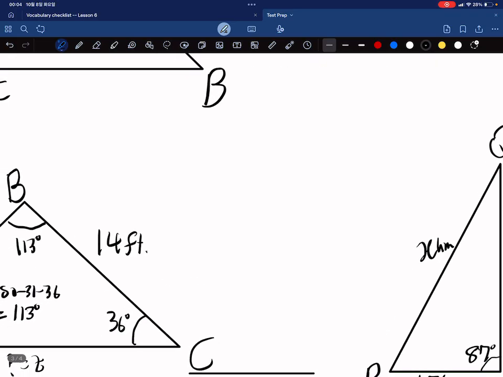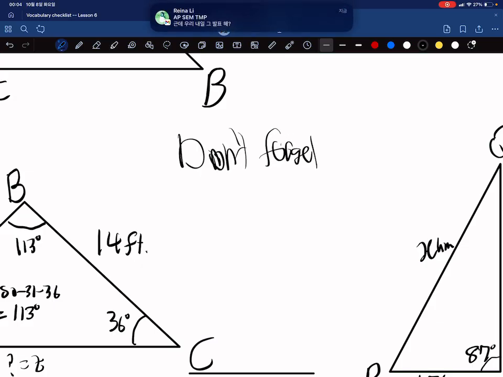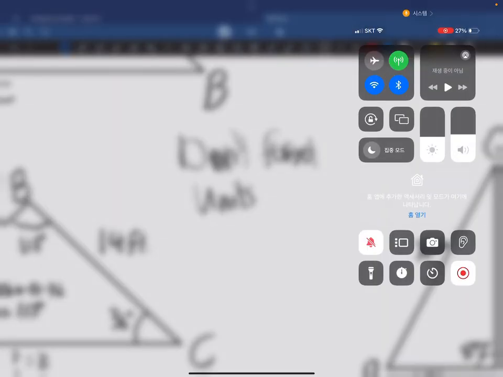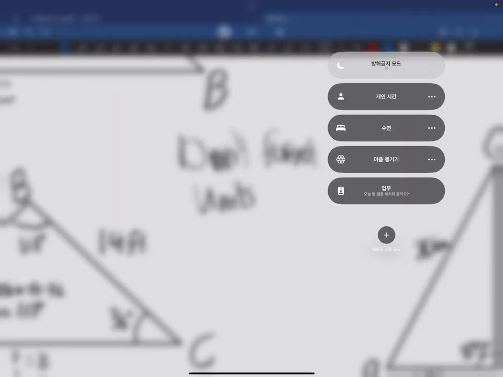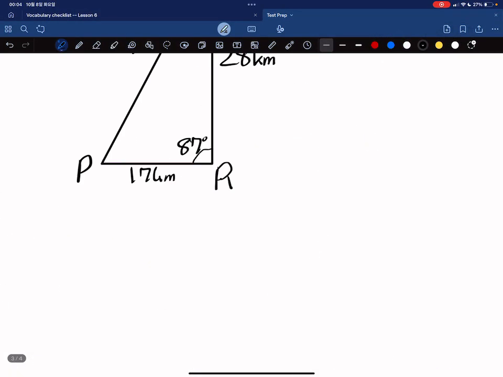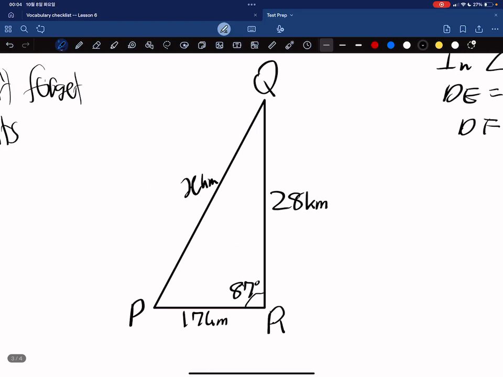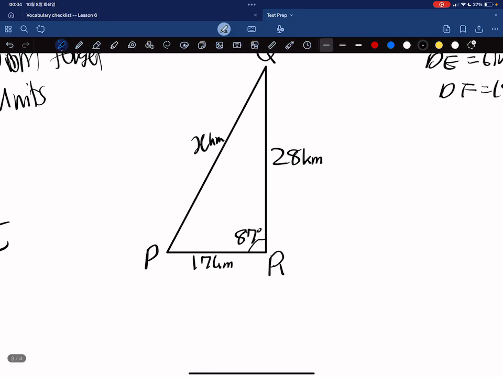Mr. Coleman emphasized that this test will have minor key details that we need to follow in order to get a high score. So don't forget units. My apologies.